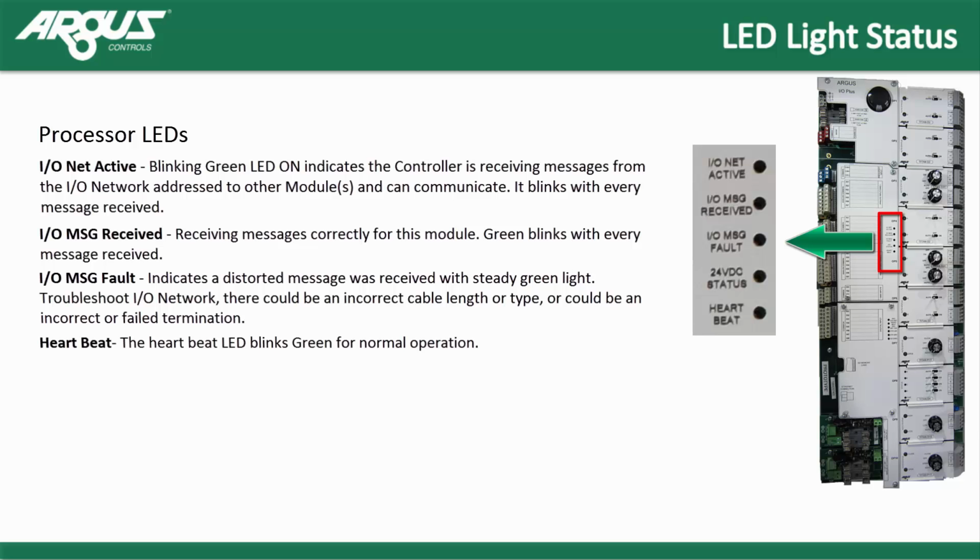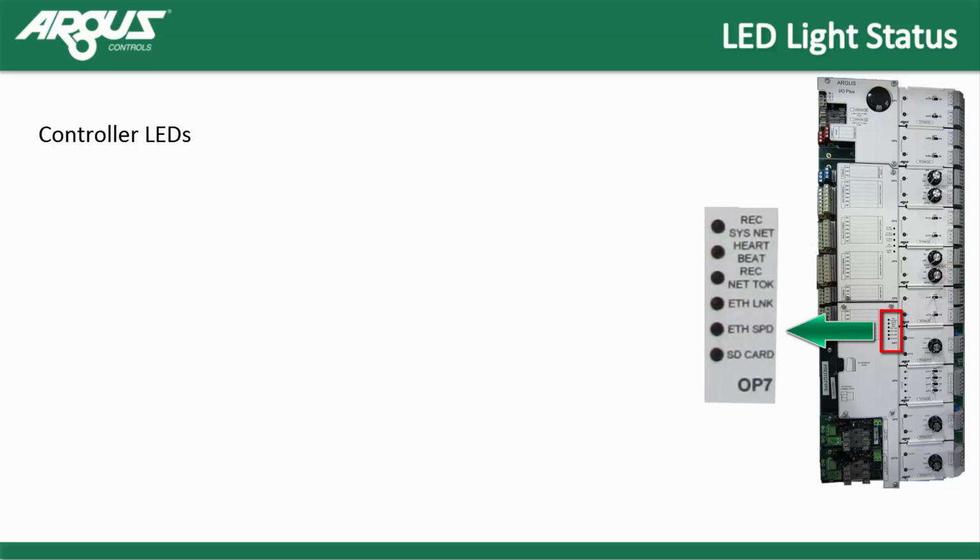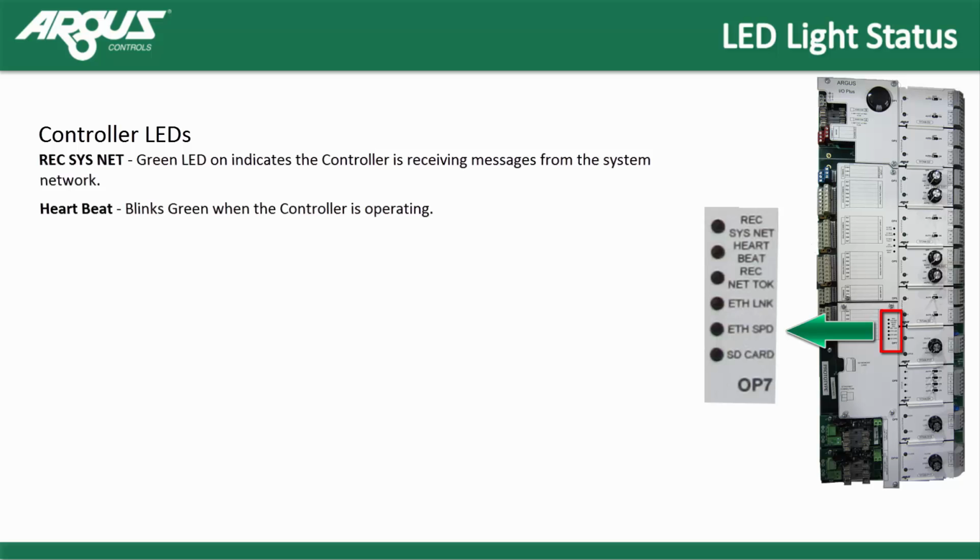Heartbeat. The heartbeat LED blinks green for normal operation. 24 VDC status. Off LED indicates the 24-volt power fuse and 24-volt are okay. A green LED blinking indicates the fuse is blown or the power supply voltage is too high or too low. Controller LEDs. Rec Sysnet. Green LED on indicates the controller is receiving messages from the system network. Heartbeat. The heartbeat LED blinks green for normal operation.